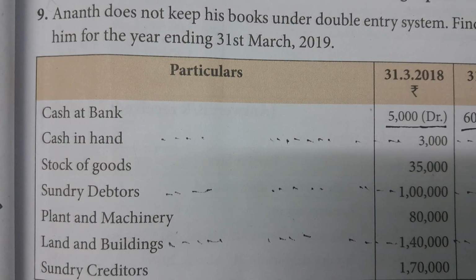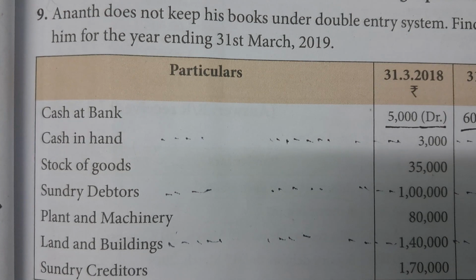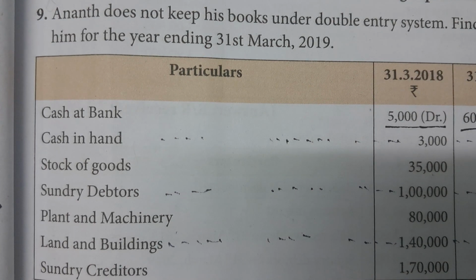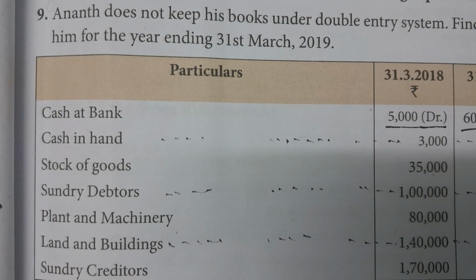Dear students, we are discussing plus 2 accountancy exercises continuously. The first chapter, accounts from incomplete records, is taken. Now we are going to do exercise 9 in the first chapter, accounts from incomplete records. First of all, we shall read the problem.